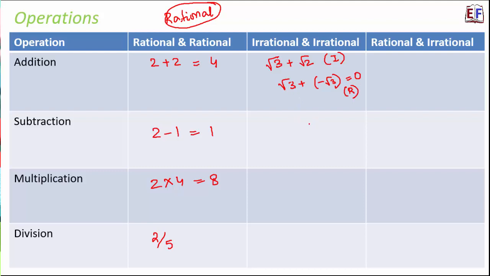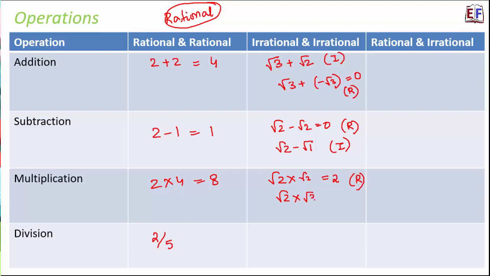Let's talk about subtraction. In subtraction, root 2 minus root 2 will give 0, which is a rational number. But root 2 minus root 1 is an irrational number. Let's move on to multiplication. Root 2 multiplied by root 2 will give 2, which is a rational number. But root 2 multiplied by, let's say, root 3 will give root 6, which is an irrational number. Similarly, for division, root 2 by root 2 will give 1, which is a rational number. But root 2 by root 3 is an irrational number.